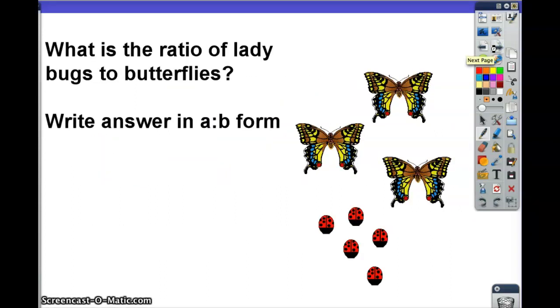Next, what is the ratio of ladybugs to butterflies? Write the answer in the A:B form. Again, ladybugs comes first, so there's 1, 2, 3, 4, 5 of those. We want to do it in colon form, so then there's 3 butterflies. So your ratio is 5 to 3.